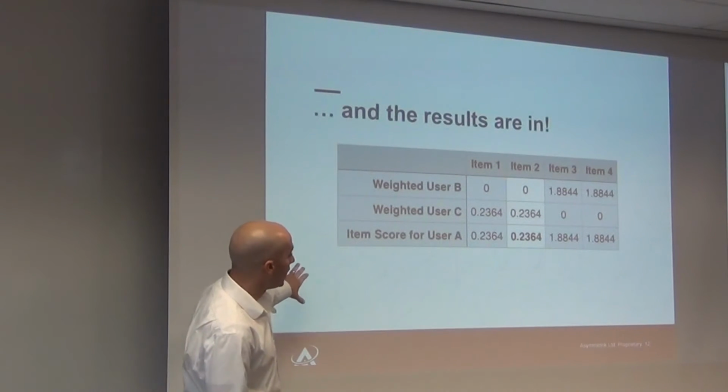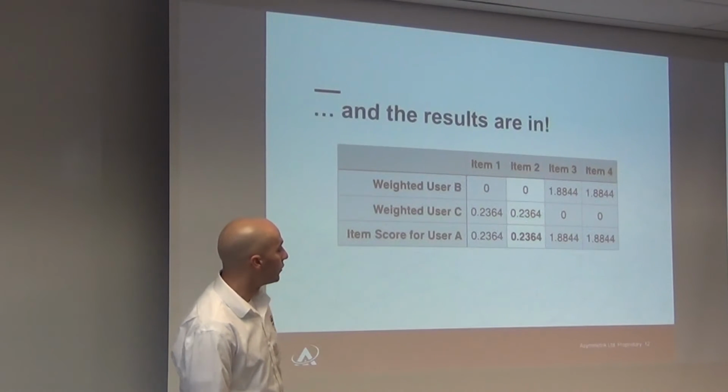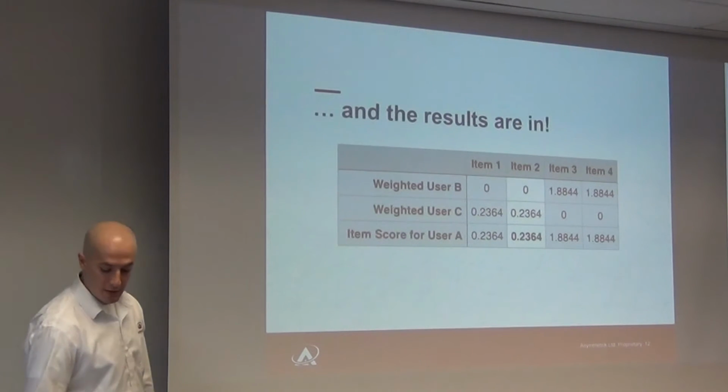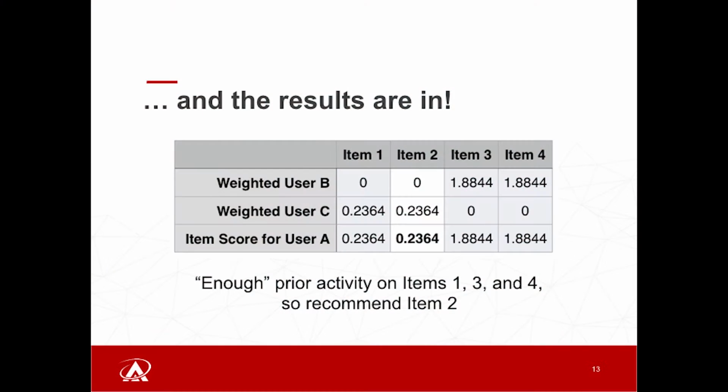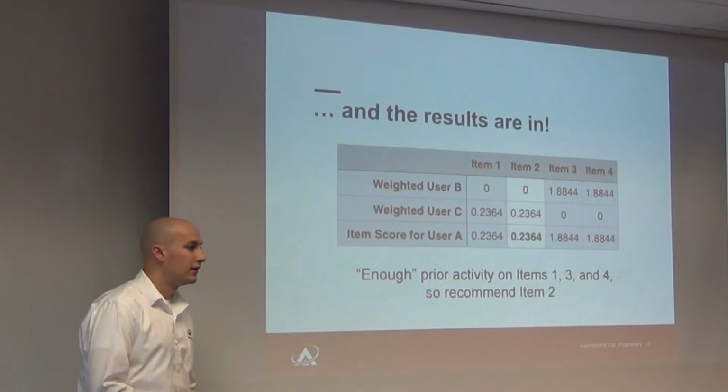And we can look across and say, all right, well, they are probably more likely to be interested in items 3 and 4, but when we look at this, there was enough prior activity of this person on those last couple items, but they've never seen item 2 before. So maybe we'll recommend item 2 to this user. So is this kind of making sense so far?